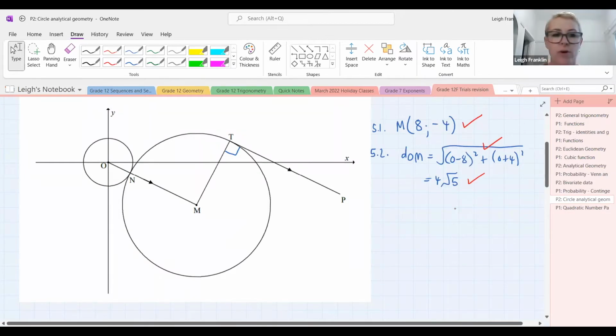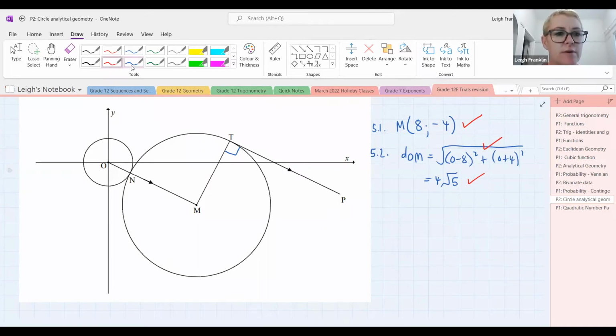ON. How are we going to do that? The length of ON. Okay, so that's just this bit over here, just from there to there. So we've already got the length of OM, right? So how are we going to work out how long ON is?